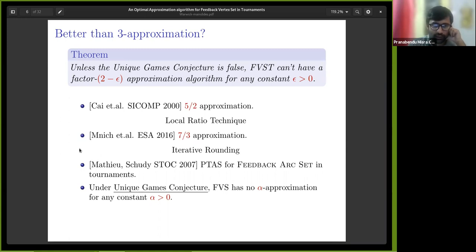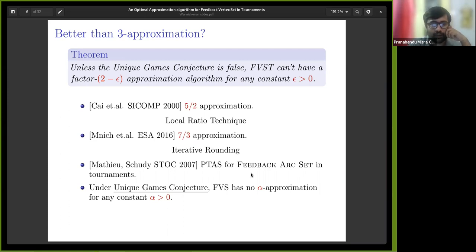Other than this problem, people have also studied some related problems, like feedback arc set in tournaments, where instead of deleting vertices from the tournament, you're deleting arcs. This problem actually has a PTAS. You can get a 1 plus epsilon approximation algorithm in polynomial time, roughly n raised to epsilon time for any epsilon, right? So in some sense, from an approximation factor point of view, it's a lot easier than feedback vertex set in tournaments, where we expect a lower bound of 2, right?